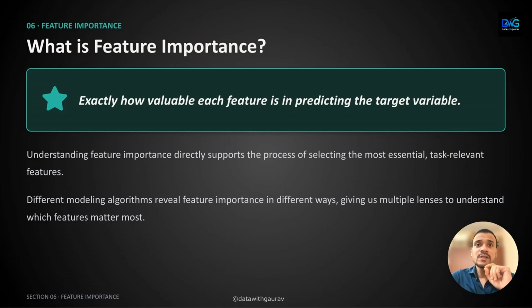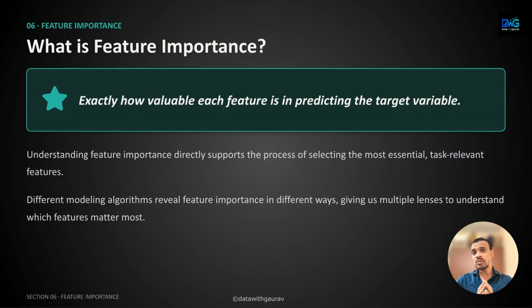So, not every feature contributes equally. Some features carry a lot of predictive information while others add very little or sometimes even introduce noise that can reduce model performance. So, understanding feature importance helps us answer questions like which features should we keep, which ones can we safely remove, and which features are actually driving the model's prediction. These insights play a crucial role in feature selection because our goal is not to use the maximum number of features, it is to use the most informative and task relevant features.